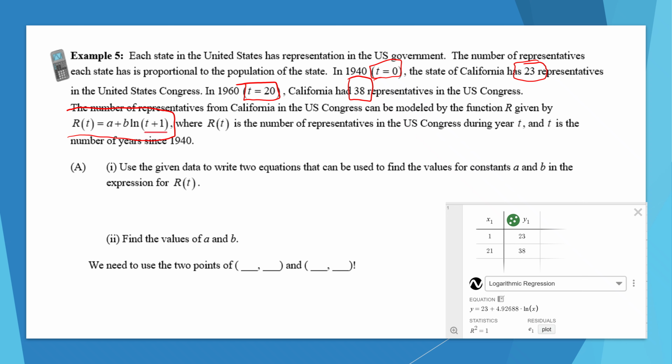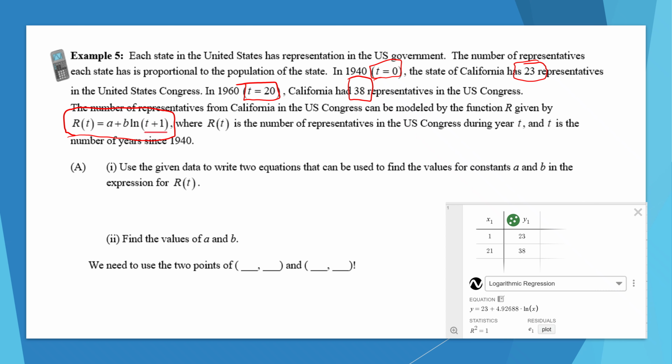And then the number of representatives can be modeled by function R given by this equation. Now take 1 second, look at that equation, and see what is different from that equation in comparison to every other example we've done before today, in like example 3, 2, and 1. And that is going to be that t plus 1 there. That is very, very, very important, and we're going to get to that in about a minute.